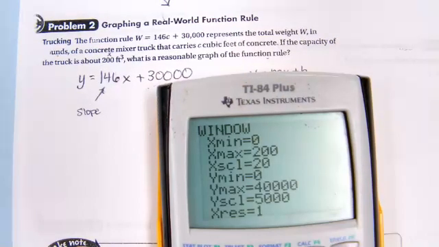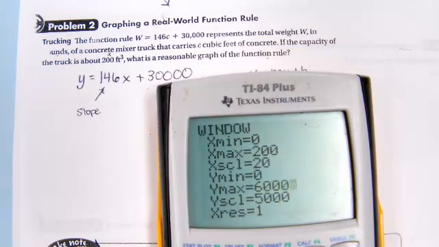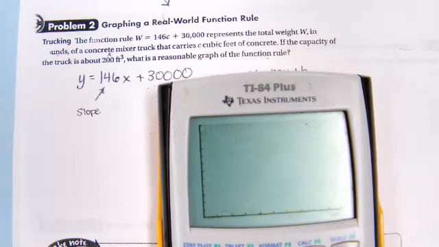So go back to window, right? And instead of my Y maximum being 40,000, what's a better one we maybe want to try? Okay, so let's try 60. Yeah, to get it accurate. All right, let's see if that works. Did that give us the full picture? It did, didn't it? Right?